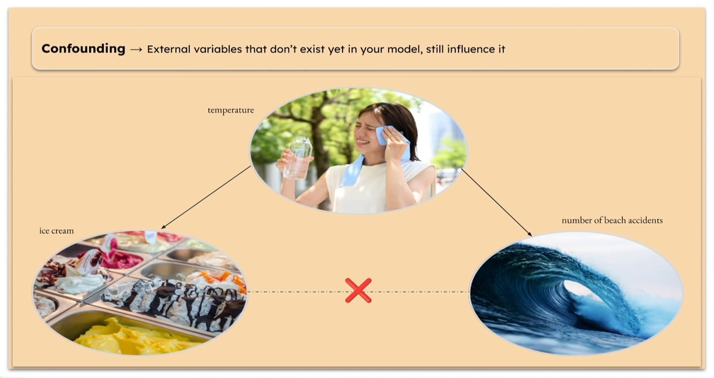Later, when you dig deeper below the surface, you find that it happens in the summer, when a lot of people go to the beach. They have a higher chance that there will be beach accidents. So temperature reflects the confounding variable, the variable that we haven't discovered yet in your model. So confounders are external variables that are not included in your model but still influence both the predictor and the outcome, creating a misleading or biased relationship.